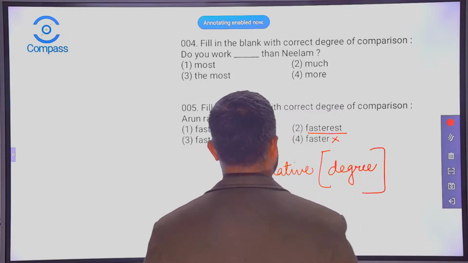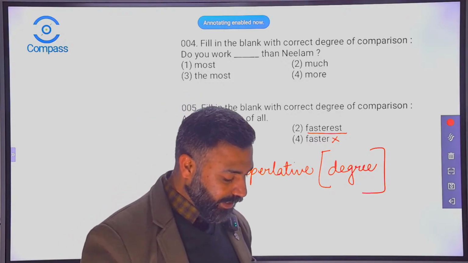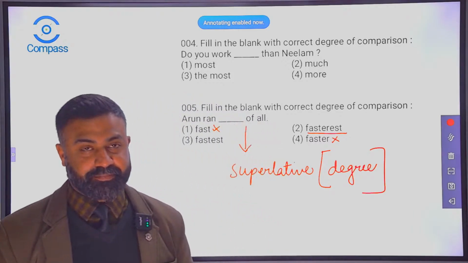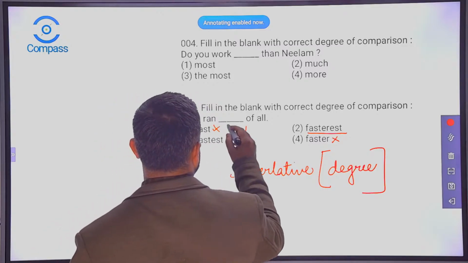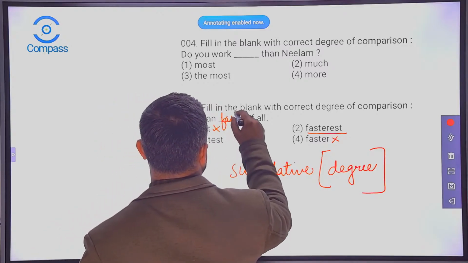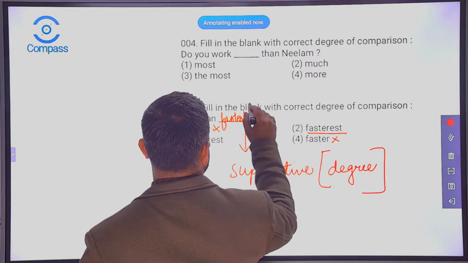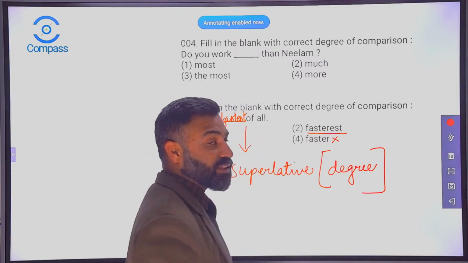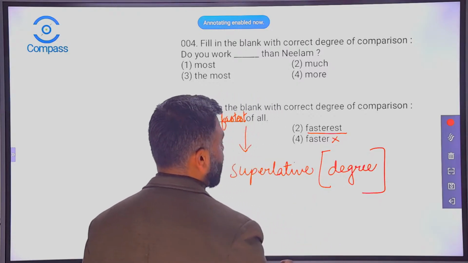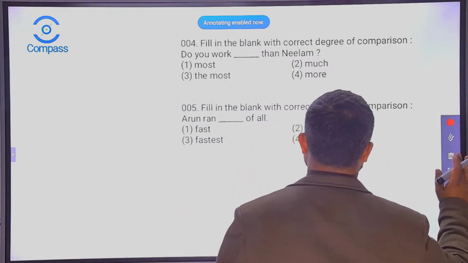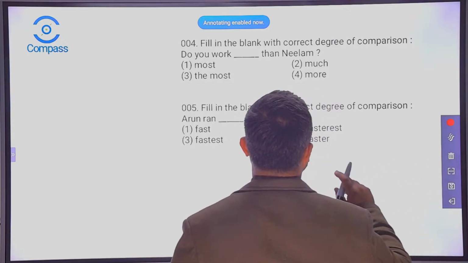All right. So what do you think? What should be the right answer? Okay. It has to be fastest of all. Okay. Arun ran fastest of all. Okay. That shows the superlative degree here. Okay. So let's move forward.